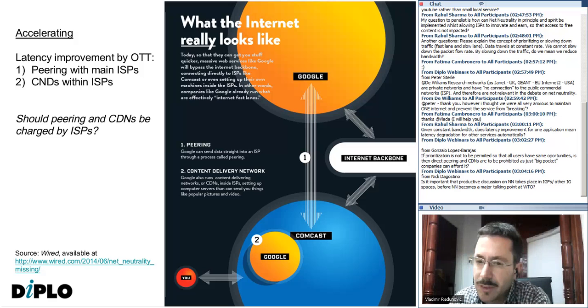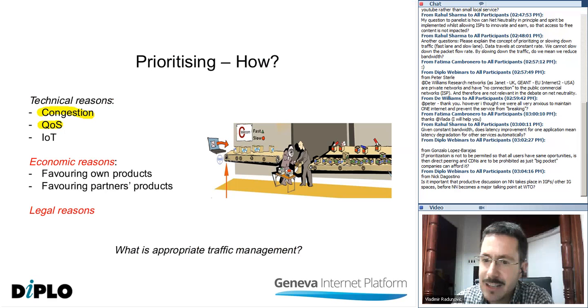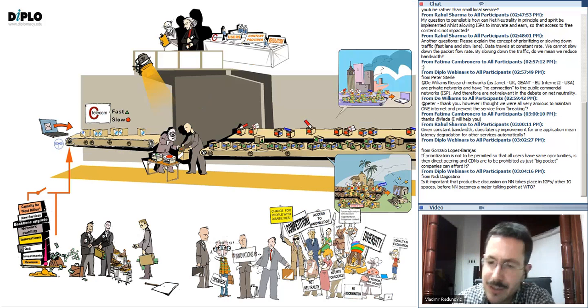Gonzalo says, no, that's the one. And then we have from Nick. Nick says, is it important that productive discussion on network neutrality takes place in the IGF and other IG spaces before network neutrality becomes a major talking point at World Trade Organization?